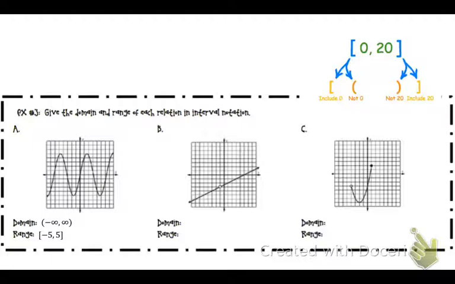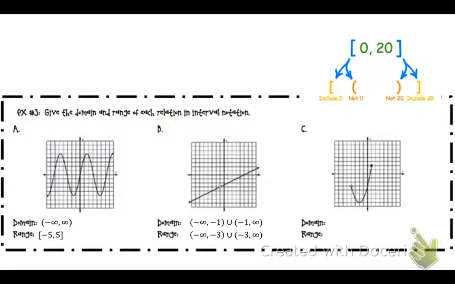Let's look at B. It looks like there's a hole there at -1 when x equals -1. So the domain is going to be negative infinity to -1. Then the U, that's a union, so that means and pretty much, and -1 to infinity. So that's my domain right there. And you have to put that U in there. The range is negative infinity to -3, and then the union, -3 to infinity.